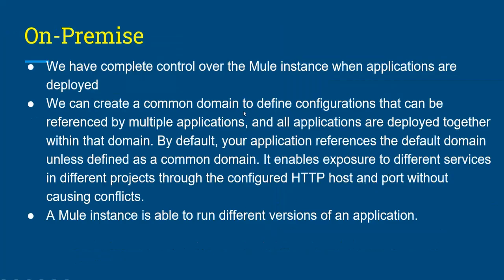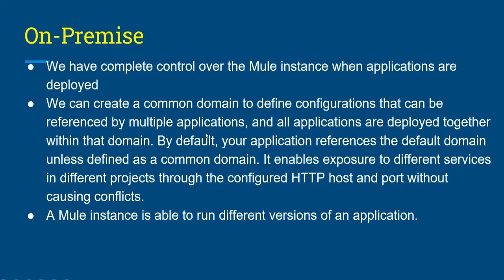Then we will discuss the benefits of it. We have complete control of our MuleSoft instance, because the MuleSoft server is installed in our organization. In the CloudHub model, that runtime instance is also managed by MuleSoft itself, so we don't have complete control of that, right? Again, in the on-premise model, we can create a common domain with common details. We can share that common domain with multiple MuleSoft applications, and we can deploy all the applications together, which is possible in the on-premise model and not possible in the CloudHub model.